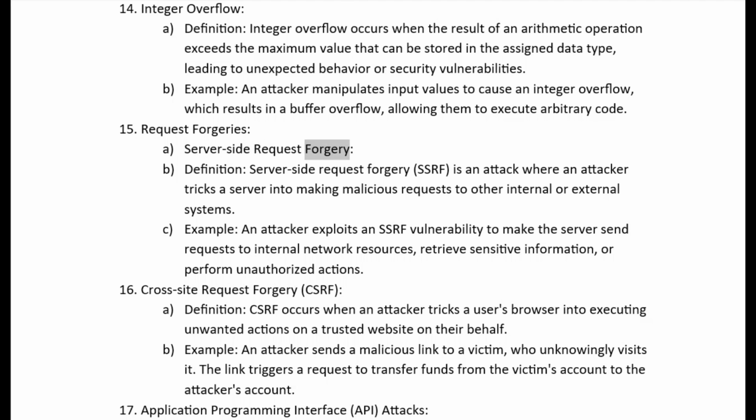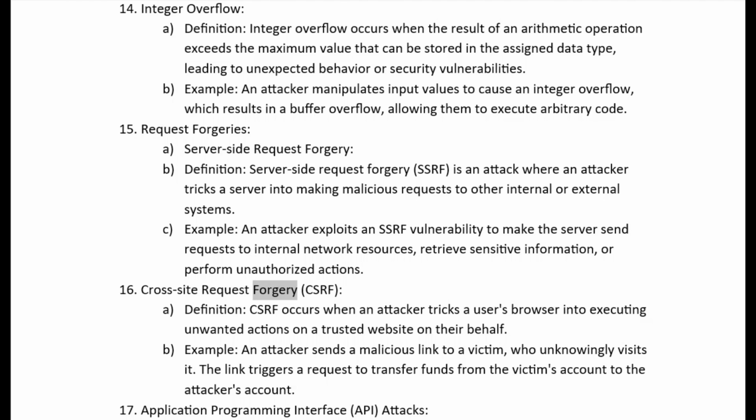Server-side request forgery. Definition: server-side request forgery, SSRF, is an attack where an attacker tricks a server into making malicious requests to other internal or external systems. Example: an attacker exploits an SSRF vulnerability to make the server send requests to internal network resources, retrieve sensitive information, or perform unauthorized actions.